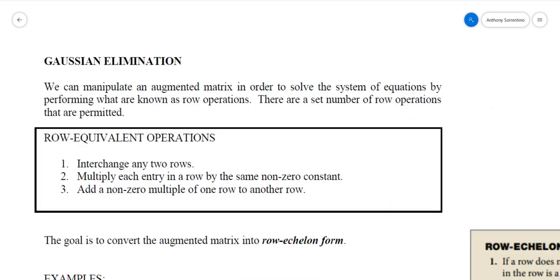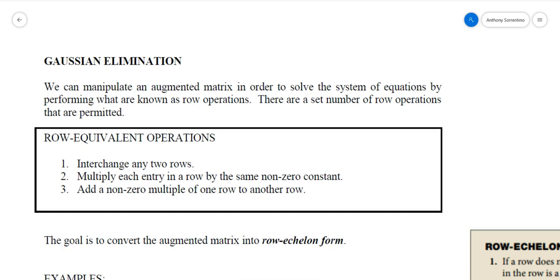Gaussian elimination is a set of steps that we perform on our augmented matrix until it reaches a certain structure that lends itself to us knowing what the solutions will be for the system of equations. Now, I do this by performing row operations on my matrix. As I do row operations on my matrix, I have to keep in mind there's only certain things I'm allowed to do. When I do row operations, I can interchange any two rows.